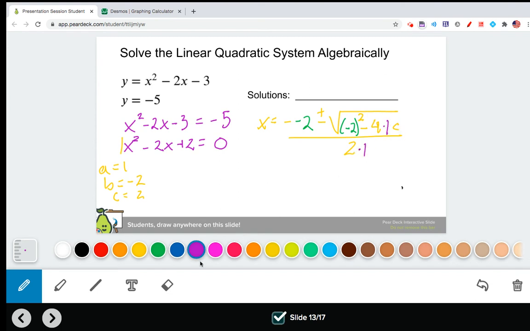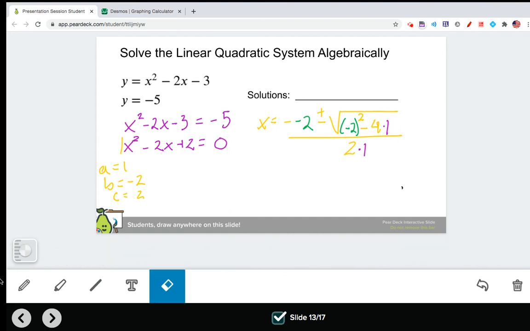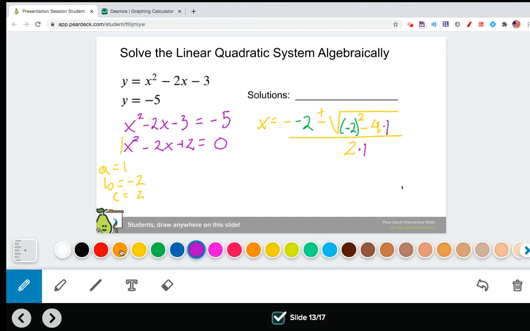And when I see the c, I'm going to put a 2. And now I'm going to simplify this expression. And when I do, something interesting happens here. I end up realizing that I have a negative discriminant. Let's look. The opposite of negative 2 is 2, plus or minus the square root of 4 minus 8. That's negative 4, all over 2.